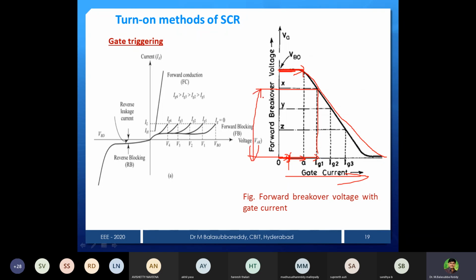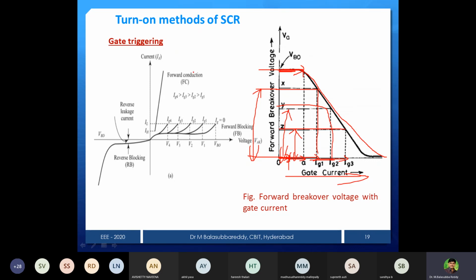Earlier VBO up to here, previous one if it is OA, this will be breakover voltage. Now further increase the gate current, then what will happen? Breakover voltage is this much, and if you further increase this, breakover voltage is this much, and so on and so forth. We can see that whenever gate current increases, breakover voltage is going to decrease according to this plot.